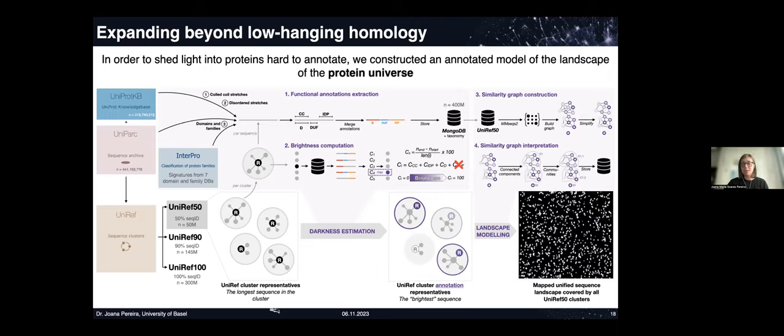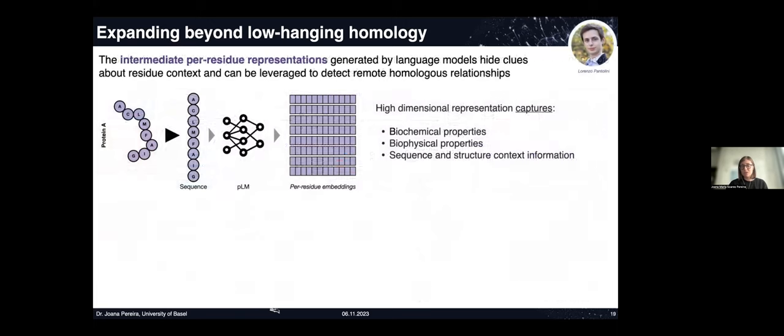As I said, for constructing the network, we used MMseqs2, which is a classic homology-based approach, but we can also leverage language models to try to get more homology than what we can get with MMseqs2. And here, Lorenzo, who is a PhD student in the group, is leveraging the intermediate representations that language models provide for proteins to detect remote homology relationships.